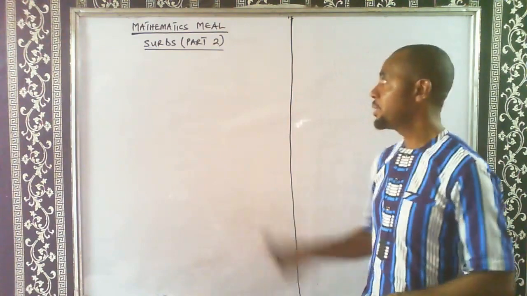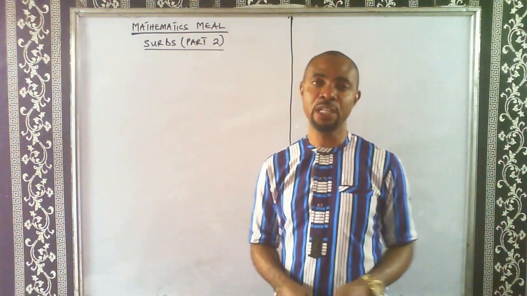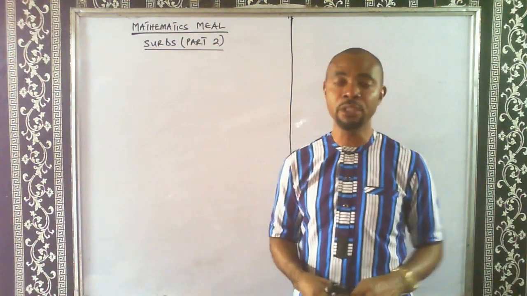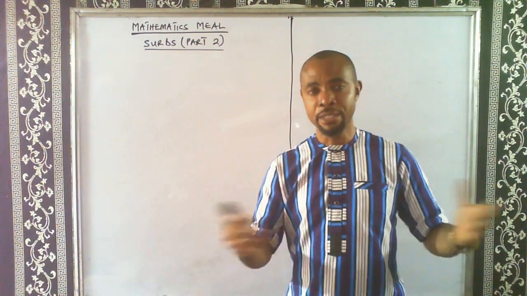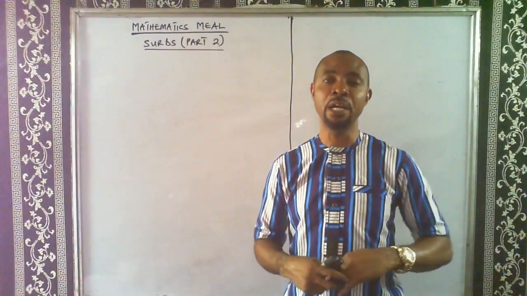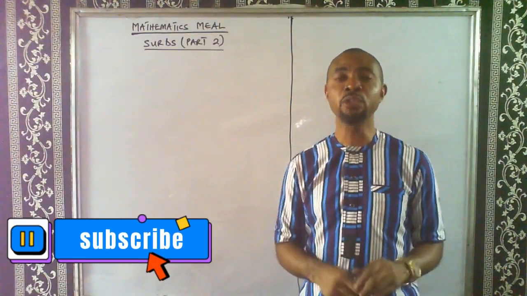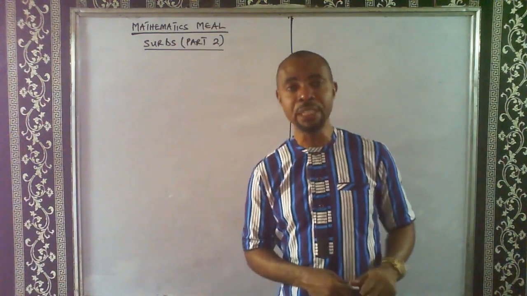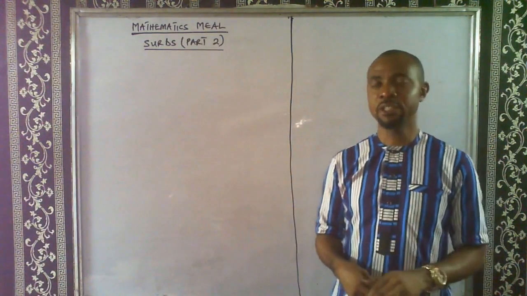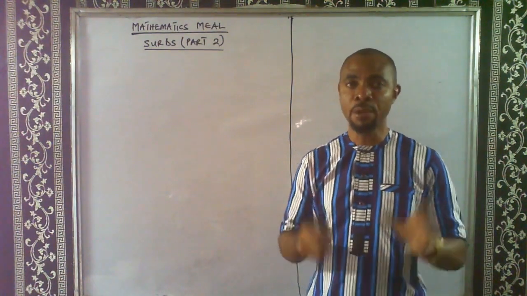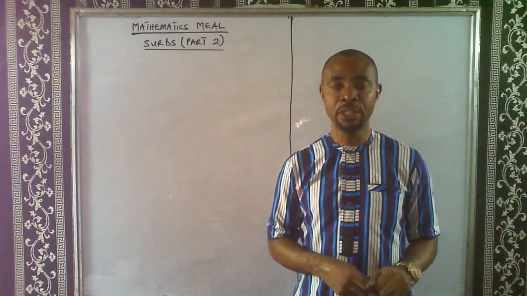Today on Mathematics Meal we are looking at part 2 of surds. That's what we are going to consider. In our first video we looked at the meaning of surds and also the types of surds, where we considered binomial surds and monomial surds. So today we want to look at another aspect of surds, and that is basic laws in surds. That's what we are going to consider in this part 2 of surds.